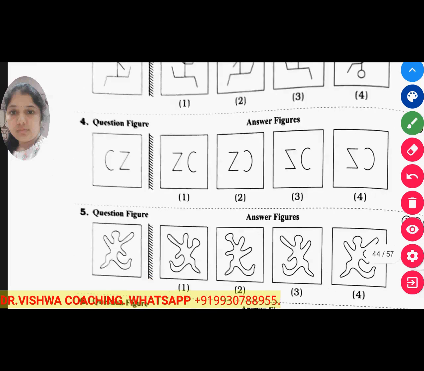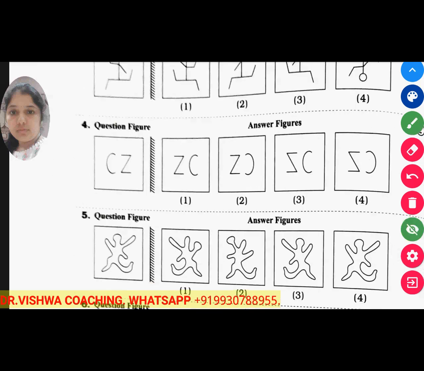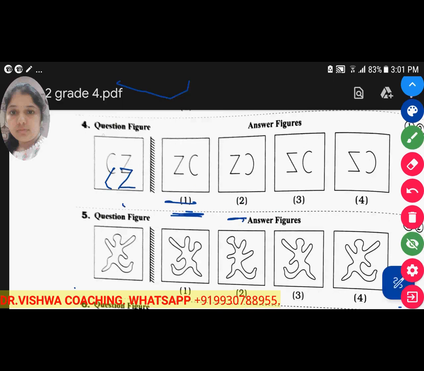Now we will check for the alphabet. Now C and Z both are facing each other. Okay, now when we look into the mirror, this Z is at the right, it will come to the left. So this option shows the Z at left, second option, first option, and fourth and third, all options show Z at left. Okay, now how will it look?